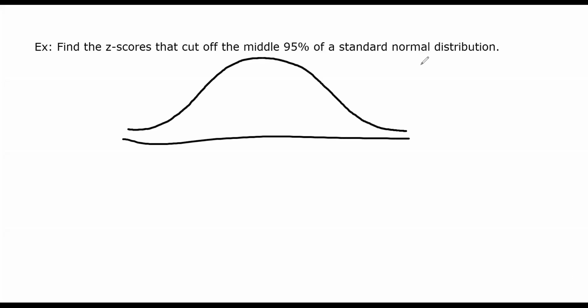For the last example, we're going to find the z-scores that cut off the middle 95% of the standard normal distribution. This is actually a pretty standard thing to do when we're doing inferential statistics, when we're making confidence intervals, which we will be reviewing soon. But what I mean is, if we have a standard normal distribution, let's find the two z-scores that cut off the middle 95%. What are these z's going to be?